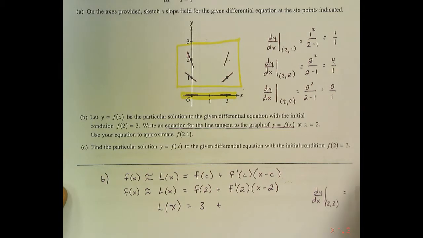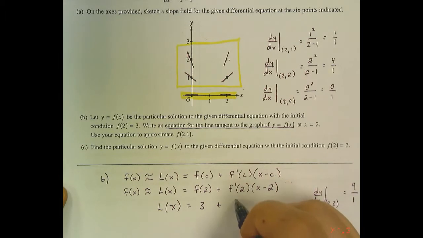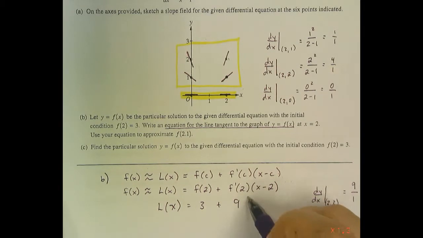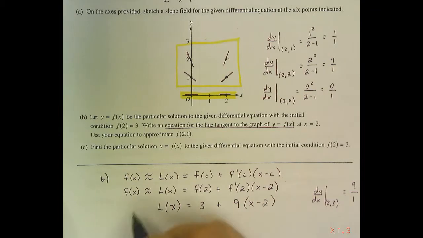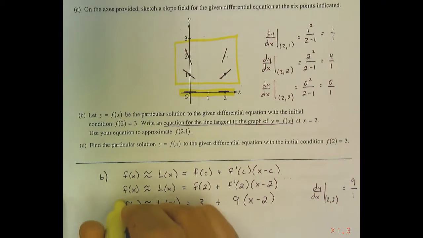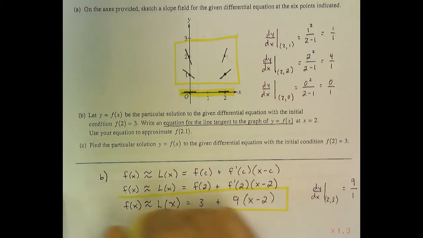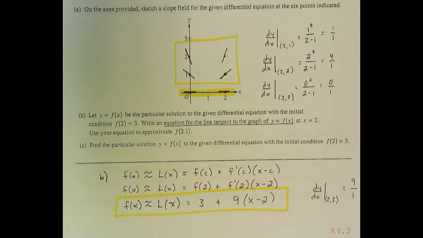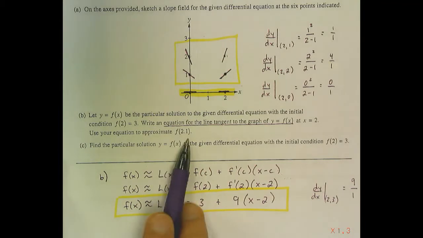And we get 9 over 1. So a slope of 9 times x minus 2. So this is the first part, which says write the equation of the tangent line. And that is going to be worth 1 point if you found the tangent line approximator. And then the next point comes from using that to approximate f of 2.1.